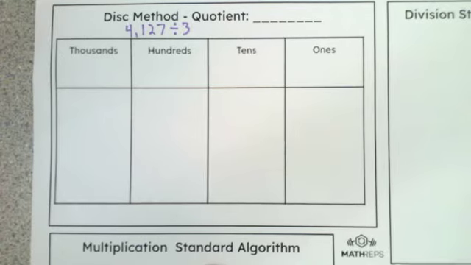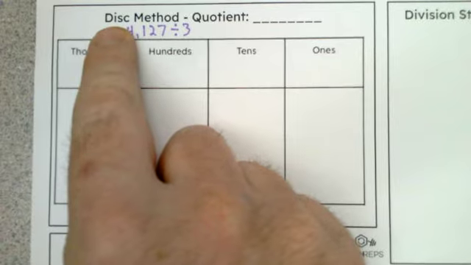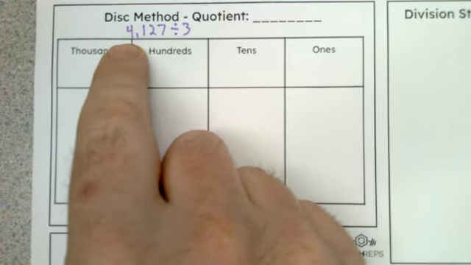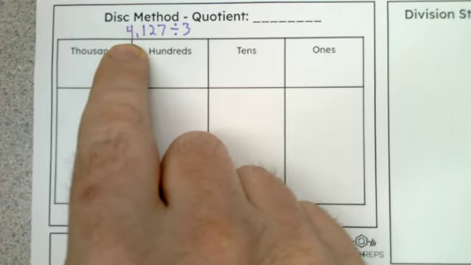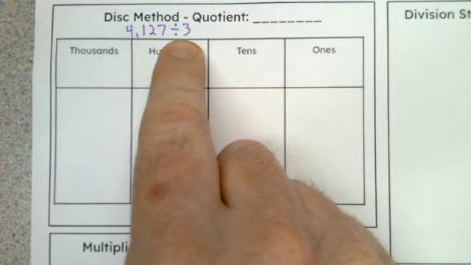All right, everybody. Today we are working on what algorithm? Division. And what method are we showing? This method. So we're going to divide the number. Read this with me. 4,127. And we're dividing into how many groups?